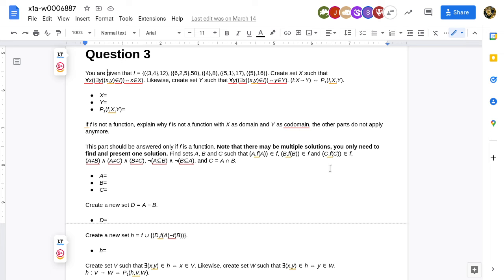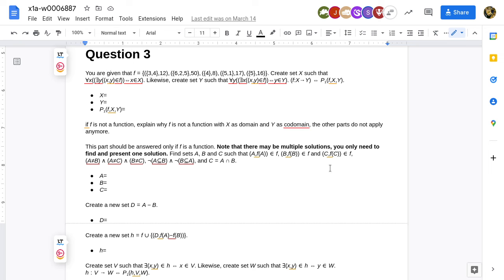The additional constraints are: A cannot be the same as B, A cannot be the same as C, B cannot be the same as C. That's just a really clumsy way to say that none of the three can be the same as one of the others. And what else? This time it's a little bit harder. We have a negation. We are saying A cannot be a subset of B, and B cannot be a subset of A, and C is an intersection between A and B.